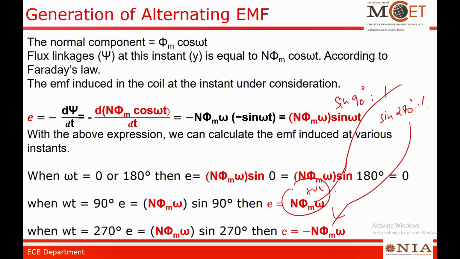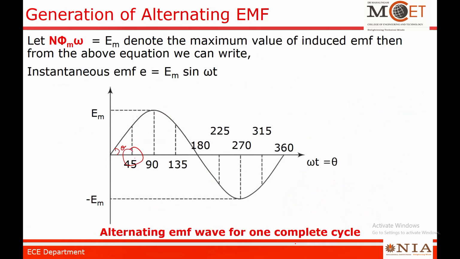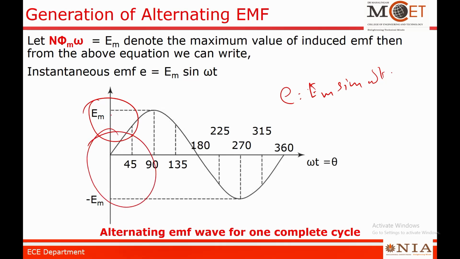So sin 90 degree is equal to 1 and gives a positive value, whereas sin 270 degree gives the value of minus 1, so it becomes minus N psi m omega. Denoting the maximum value of the induced EMF, from the above equation we can write E is equal to Em sin omega t, where Em is the magnitude value. So Em ranges from minus Em to plus Em, which means it has both positive and negative values, changing with respect to omega t.